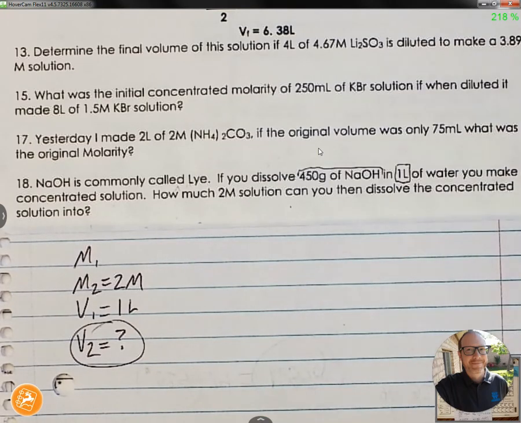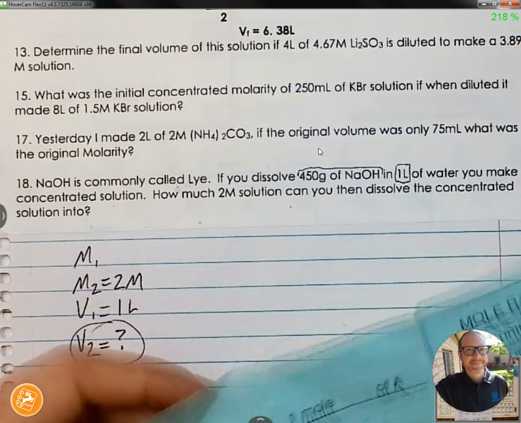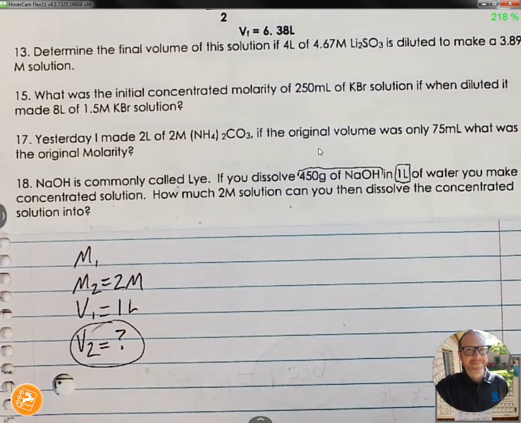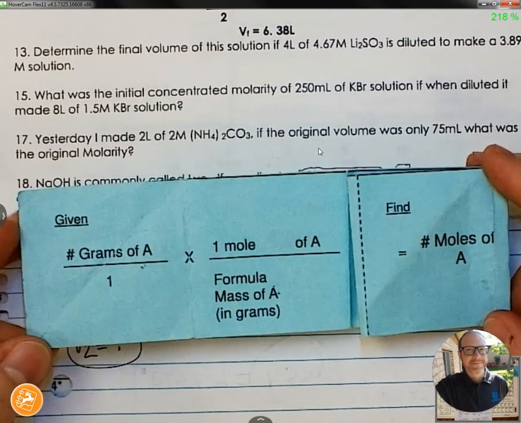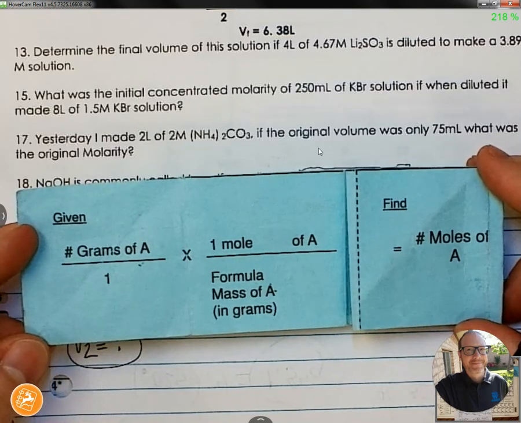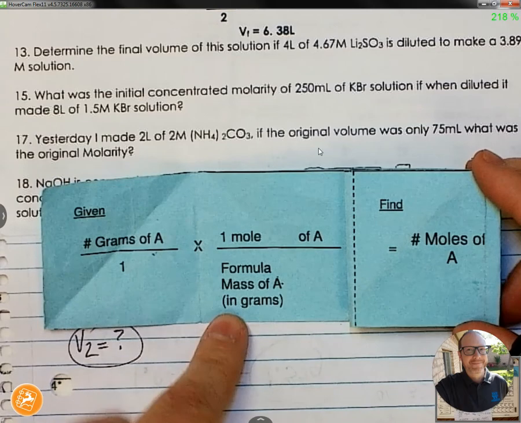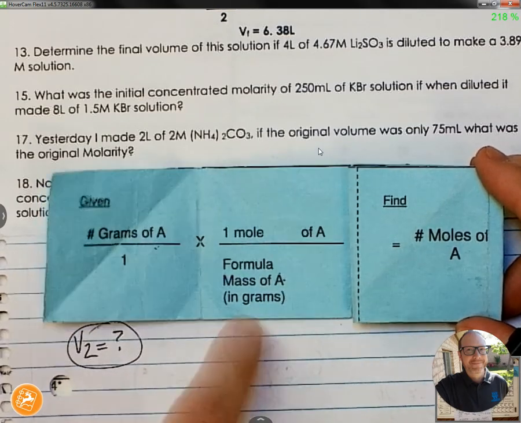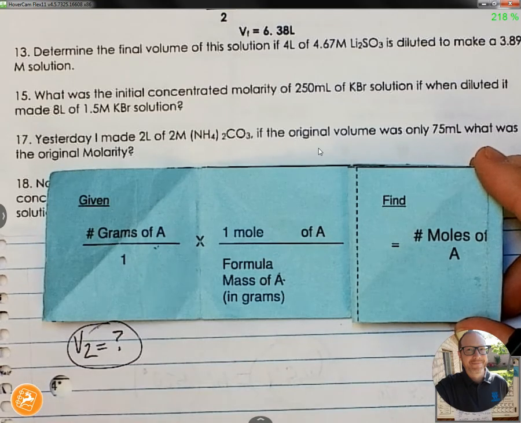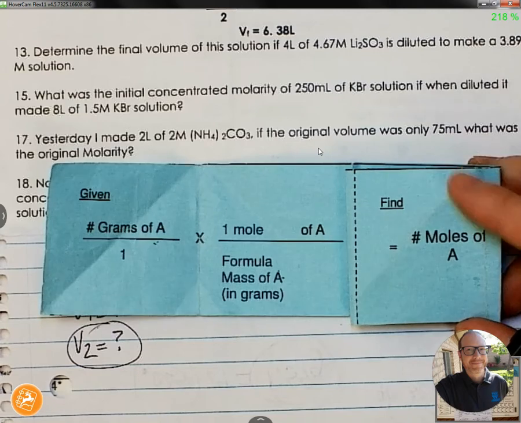So I need to change grams to moles. If I have my football, I'm going to start folding from the right hand side this time. If I'm given grams of substance A, and I want to find moles of A, then going from grams to moles, I'm going to divide by the mole mass. Same substance, I'm not having to involve any mole ratios, I'm just changing A from grams to moles.